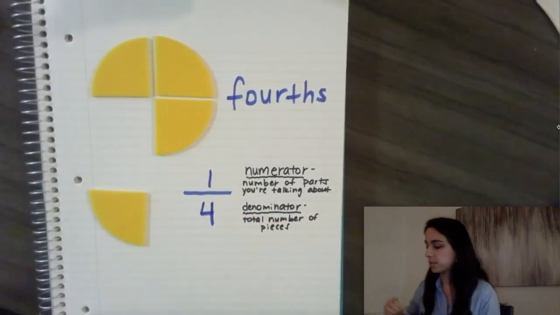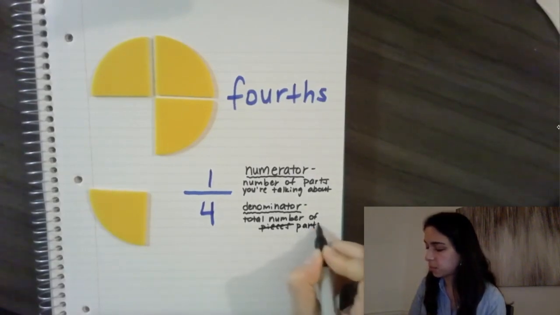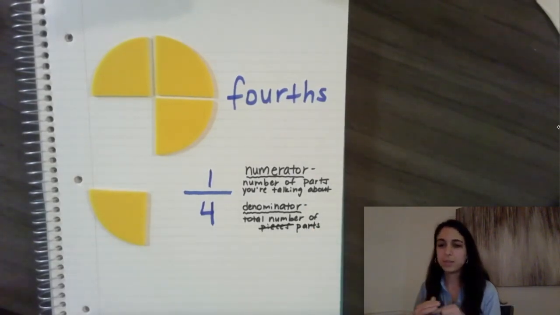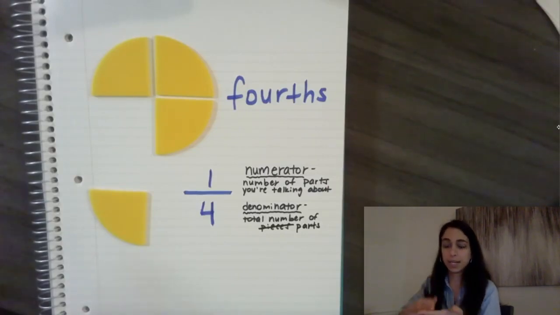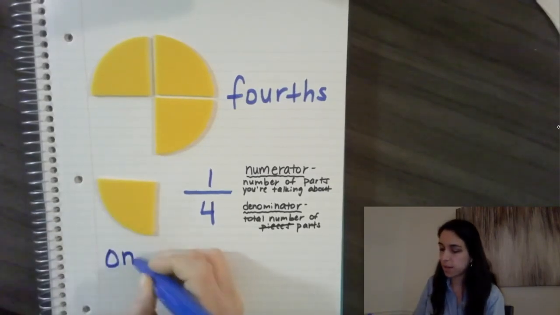Forgot that I want to use the word parts. The reason I want to use the word parts instead of pieces is because fractions aren't always about taking something and cutting it into pieces. You could be talking about a fraction of a class, like half the class. And in that case, we're not talking about pieces. We're talking about a part of the class. So that's why I think using the word parts is better. So my share for today is 1/4.